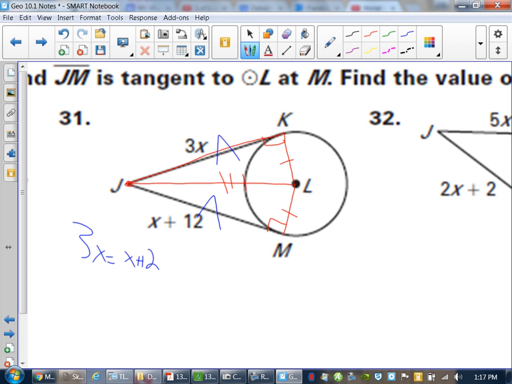What do you do? Subtract the x. And what's x? Okay. One thing I will suggest, especially a lot with circles, is always verify that it works. We know that those two segments have to be the same. What's 3 times 6? 18. What's 6 plus 12? Does 18 equal 18? Theoretically, yes. So should we say that we did this correctly? Theoretically, yeah.